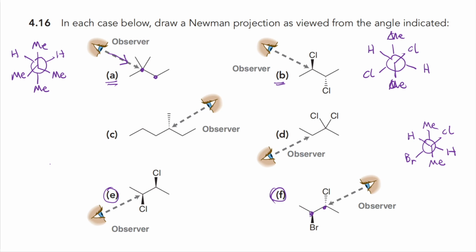So let's go over E. So this is the first carbon. This is the second carbon. So the first carbon will have chlorine and H, and the second one will have chlorine and H. And the Me here.